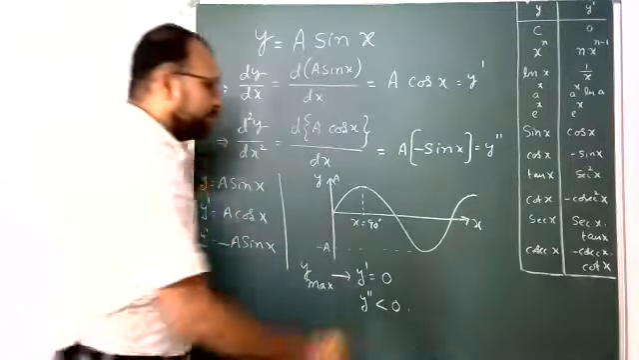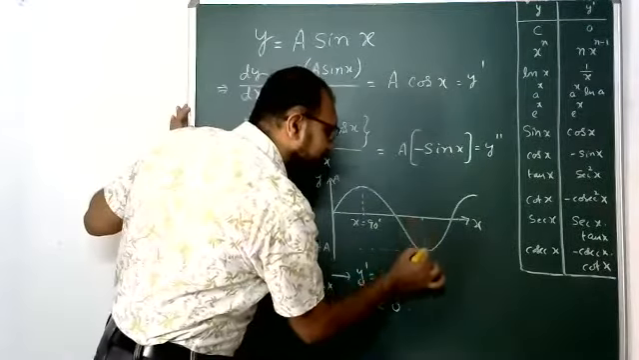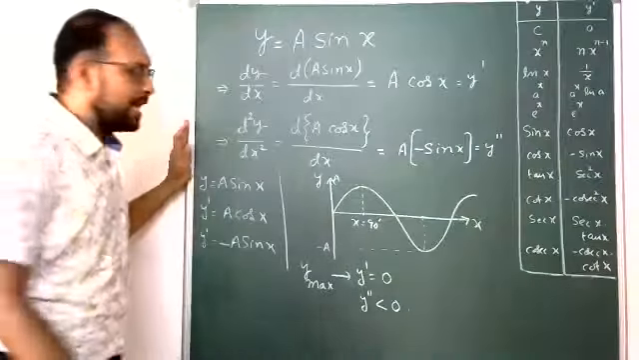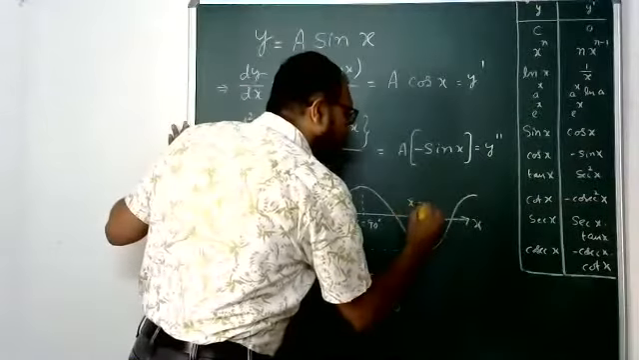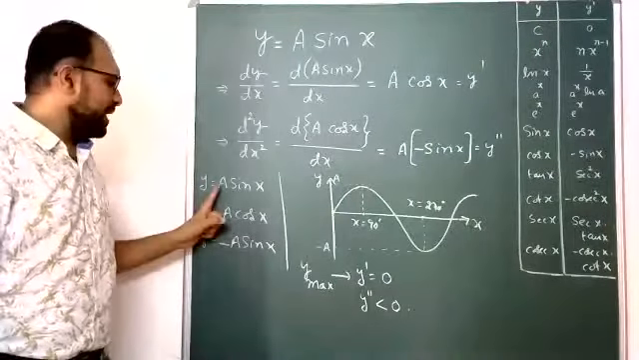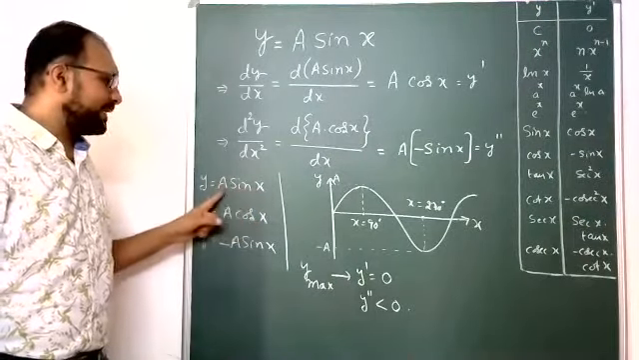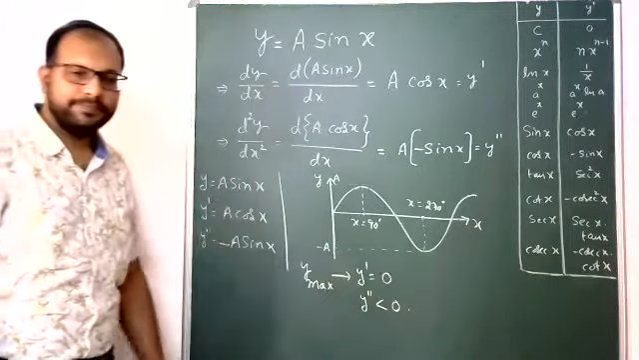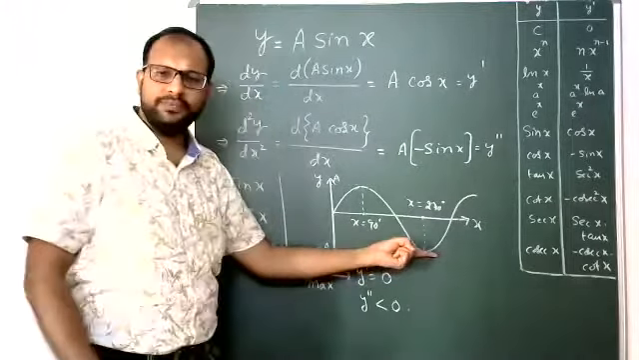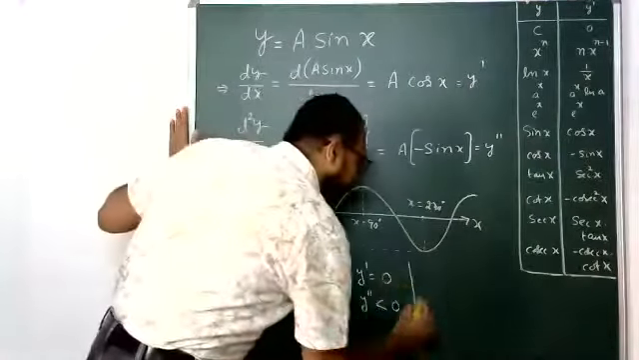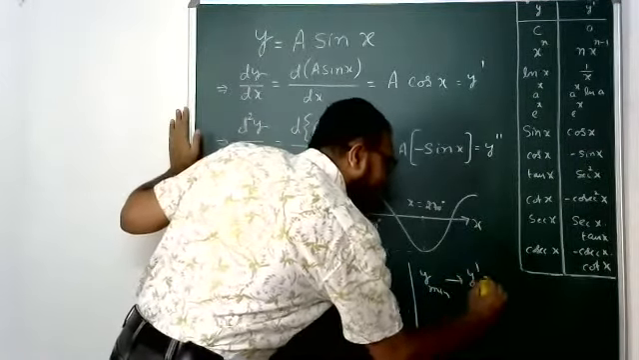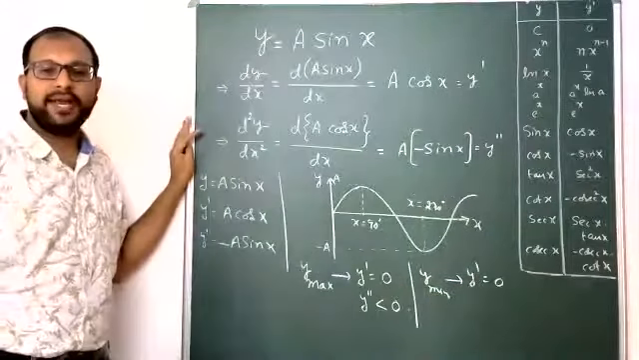Now coming to minimum value also, students. This is the minimum value. Here minimum value at x equal to 270. At x equal to 270, a sine 270, that is minus a, negative. But again, first derivative means slope, slope again 0. Means at minimum value also, first derivative 0, no doubt.